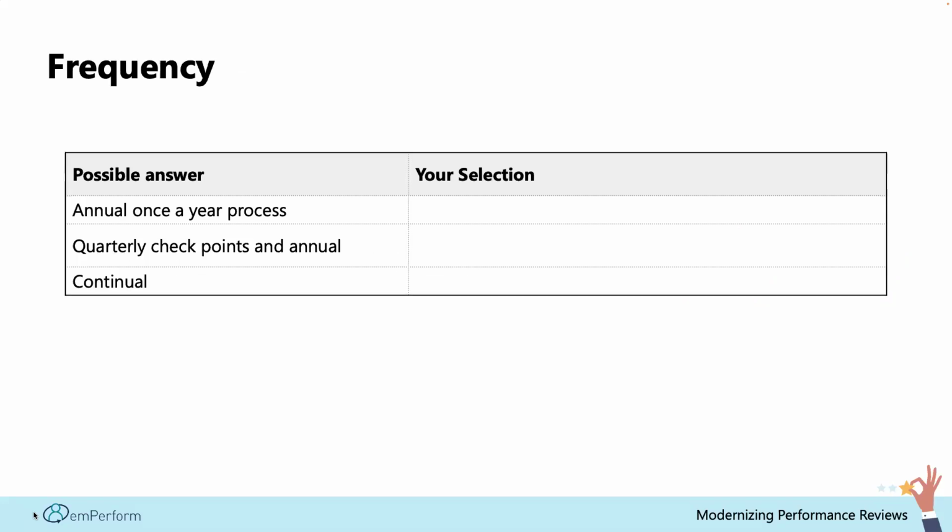Where do you fit here with frequency? What can your employee base and your management team take on? Is this an annual, once-a-year process? Is it quarterly checkpoints, or you could even say monthly? Quarterly checkpoints and annual, or is it going to be a continual process that you're driving to? What can they handle? And the answers are probably going to be obvious.